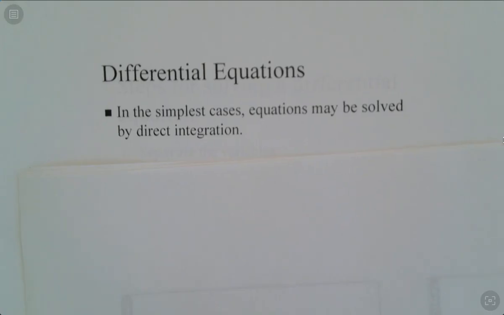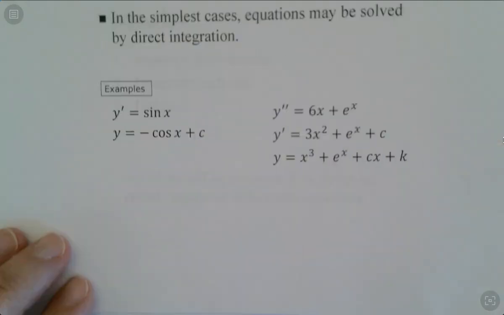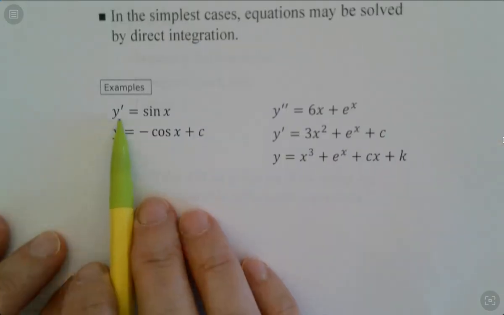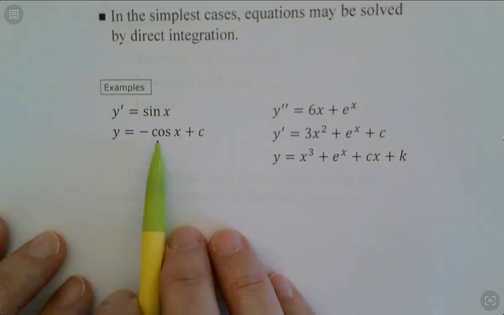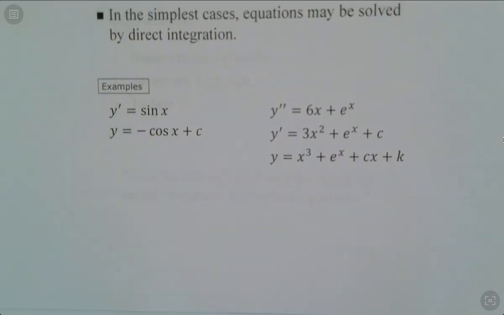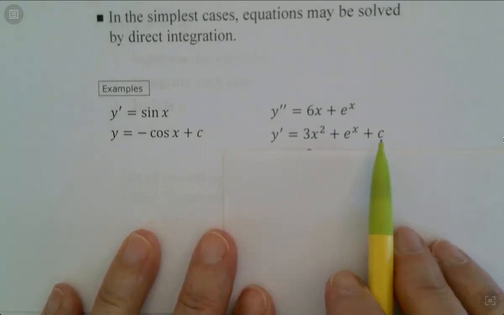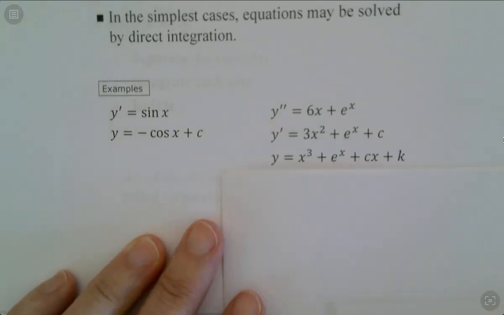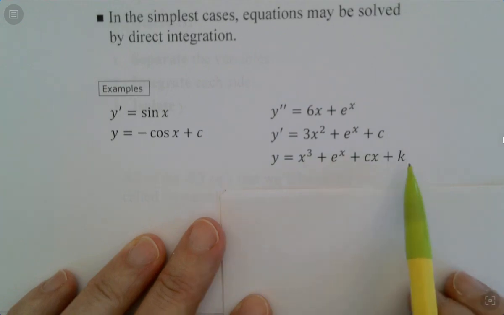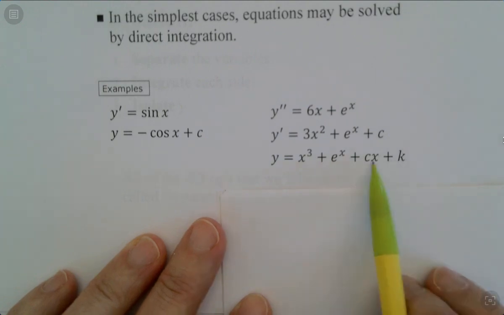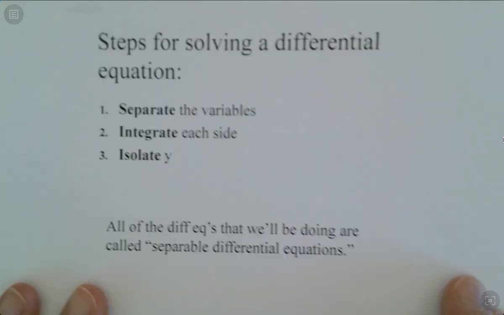So in the simplest cases, you can solve diff-EQs by just doing direct integration. So like I said, y prime equals sine of x, that means that y would be negative cosine of x plus c. Here, if you're given the second derivative of some function, just do the antiderivative. You have your constant of integration here. And then here I introduced a new constant of integration because these are not necessarily going to be the same constant.